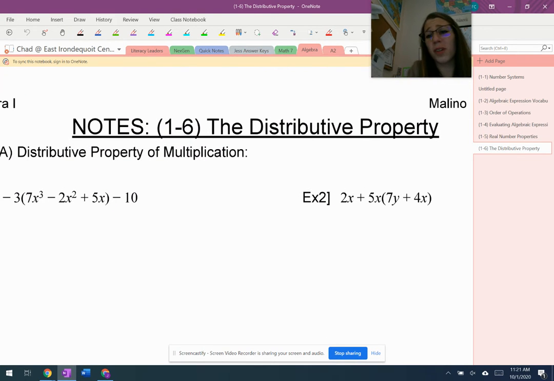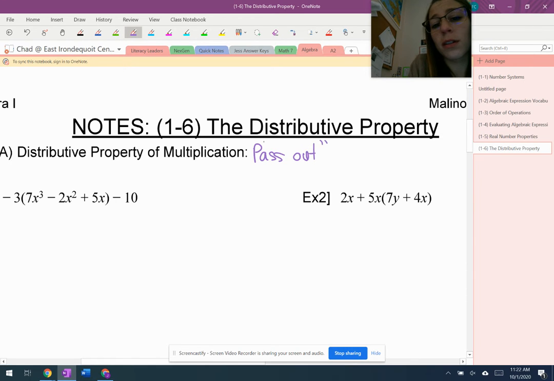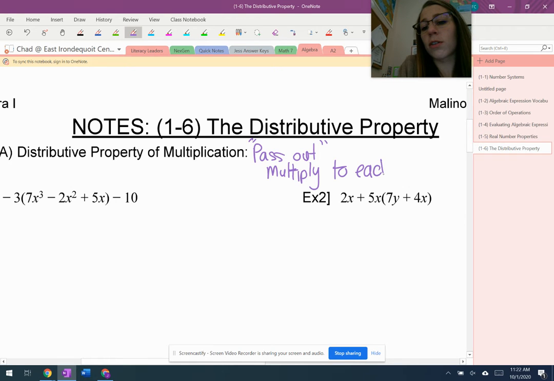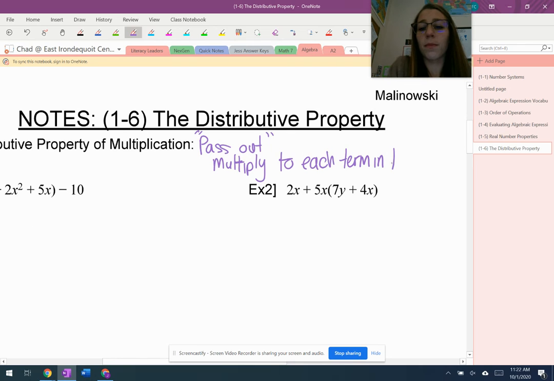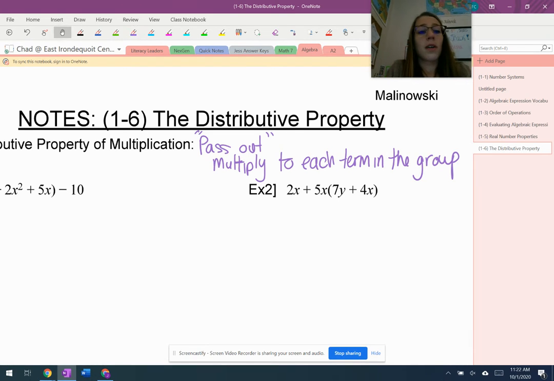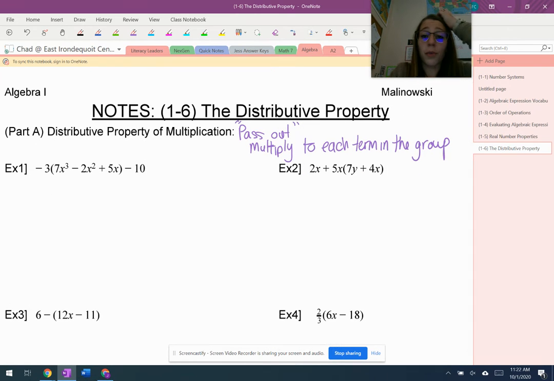So to distribute something, when you're looking at that multiplication, distribute just means to kind of pass out, in this case multiply, to each term in the group. And when we say group, we mean in those parentheses.